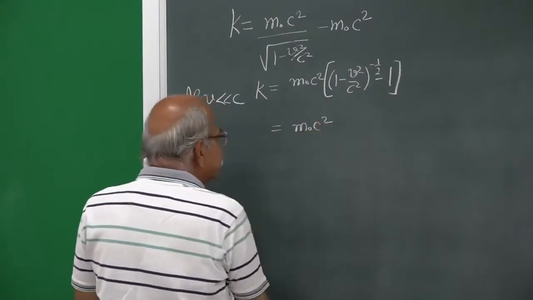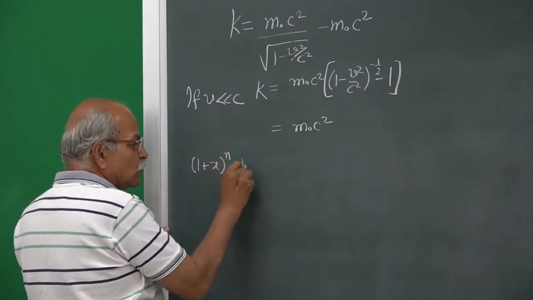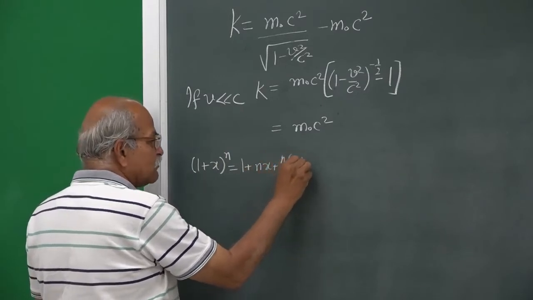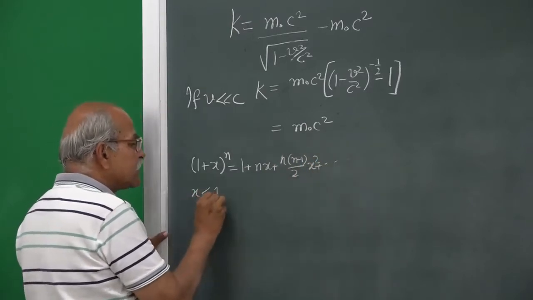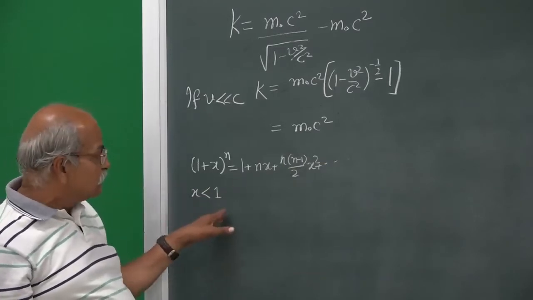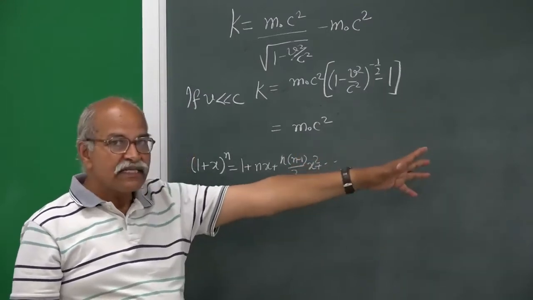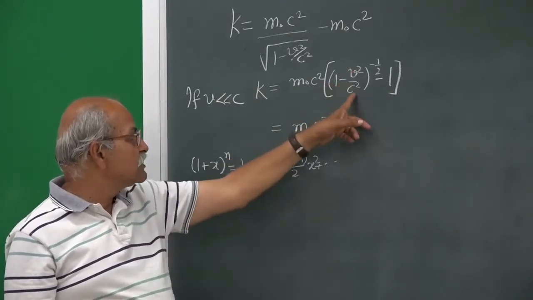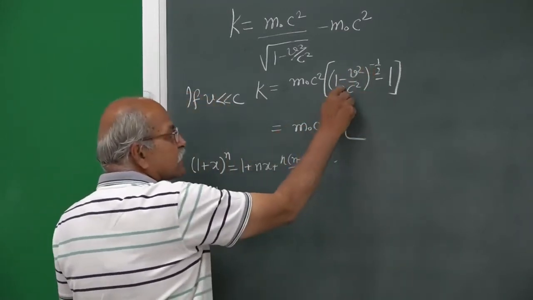What is binomial theorem? Binomial theorem is 1 plus x to the power n is 1 plus n into x plus n into n minus 1 by factorial 2 x square and so on. This is the series and is valid for x less than 1. So, if x is much less than 1, then higher terms involving x square, x cube, those will be negligible. So, here we will be using this equation, and 1 minus v square by c square to the power minus half is of the form 1 plus x to the power n.